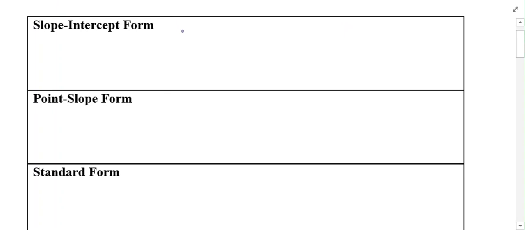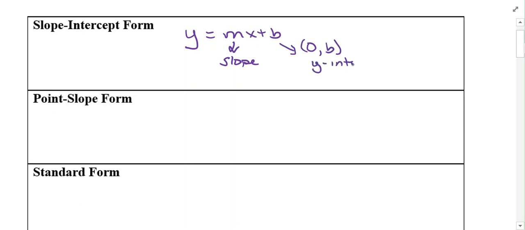used this the most. It is y equals mx plus b, where m is the slope, and b is actually a point (0, b), and it's the y-intercept.